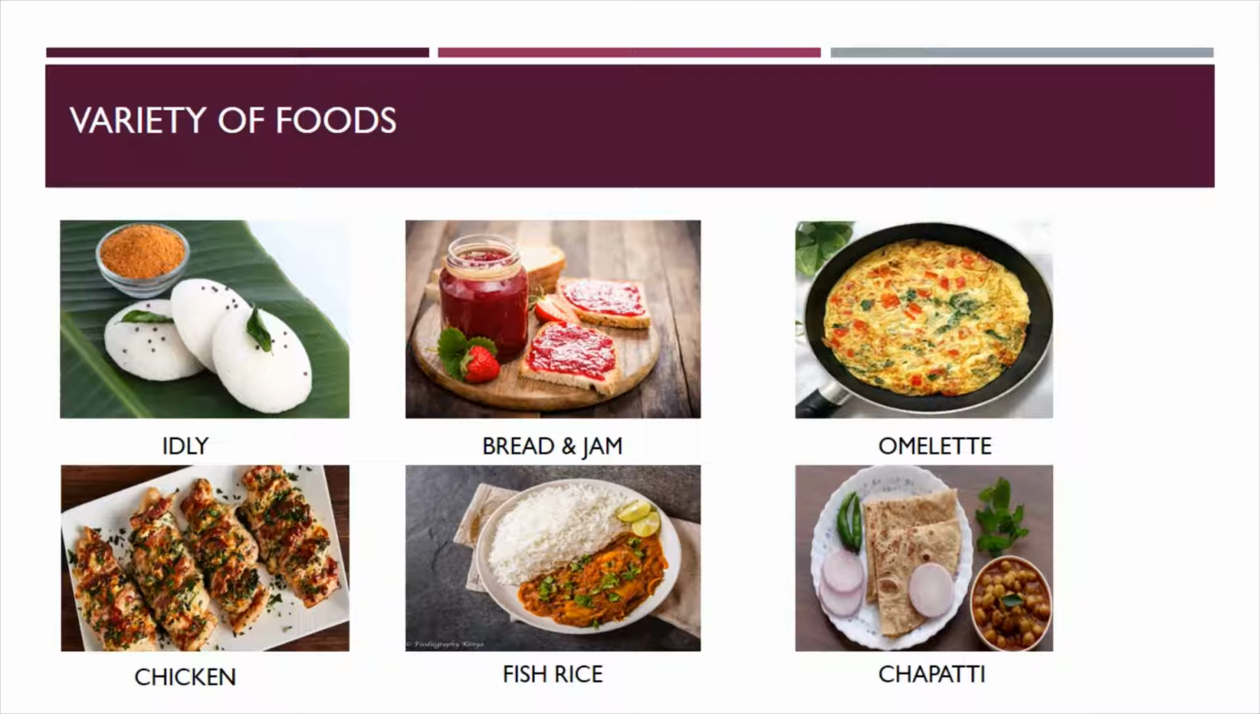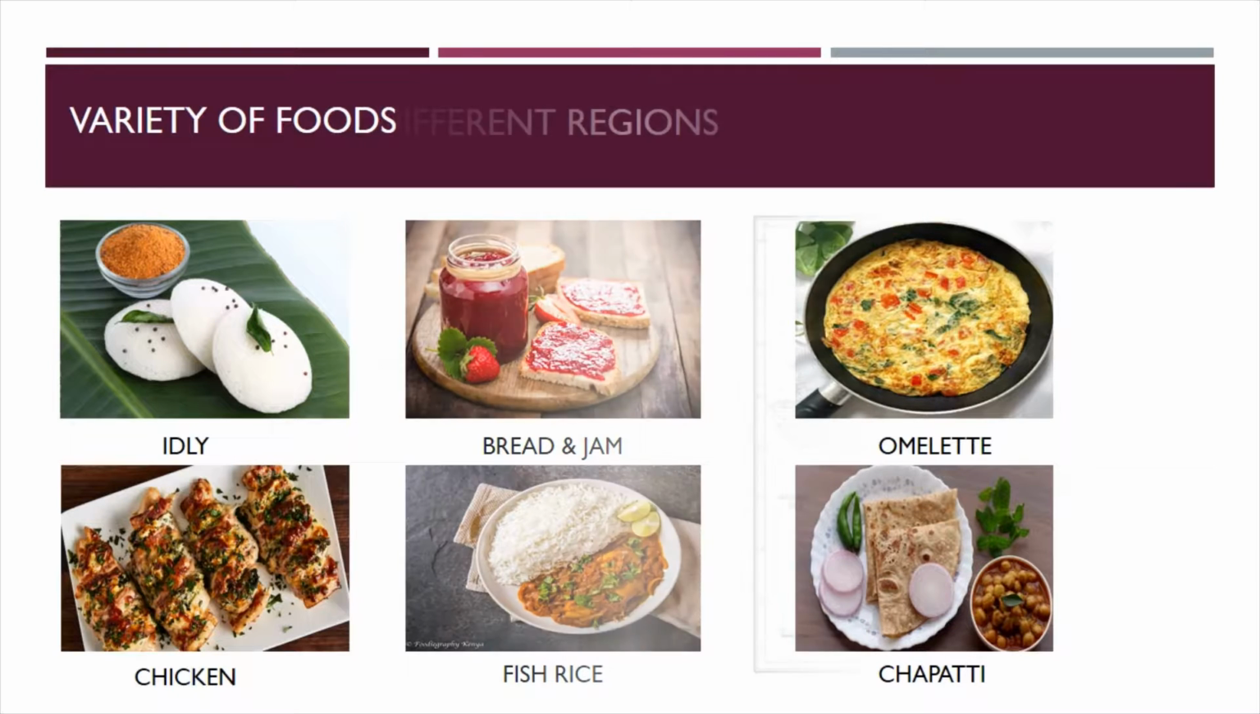We also change our food preferences during different seasons. For example, during summer, we prefer to eat cold food items like lassi, cool drinks and ice cream. But when it comes to winter season, we like hot spicy foods and soups.